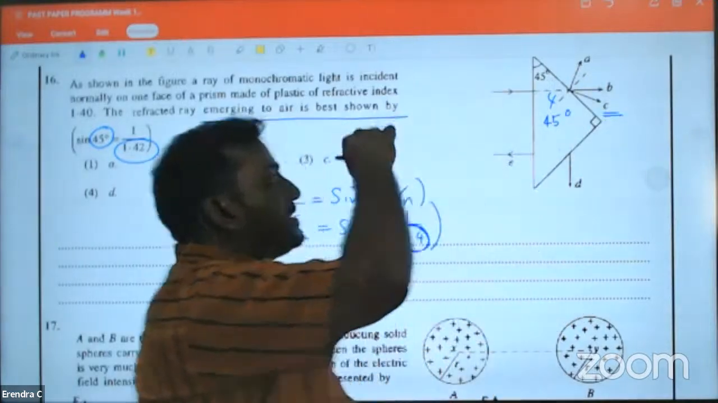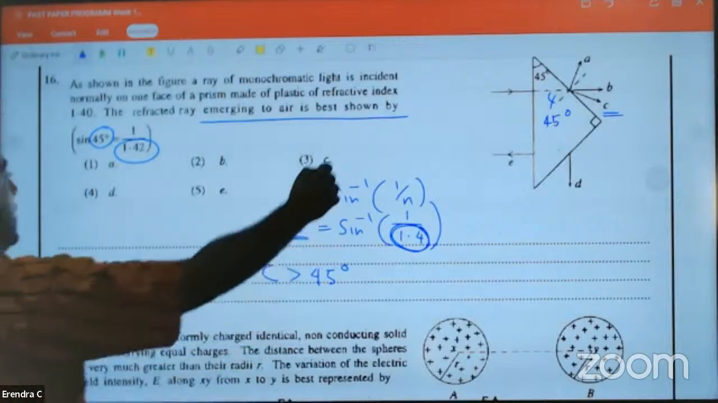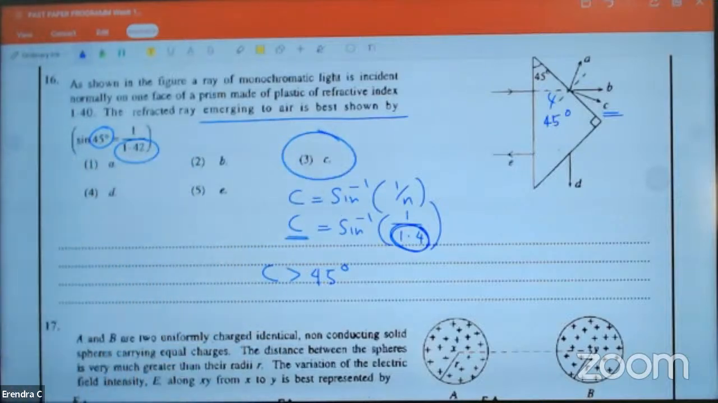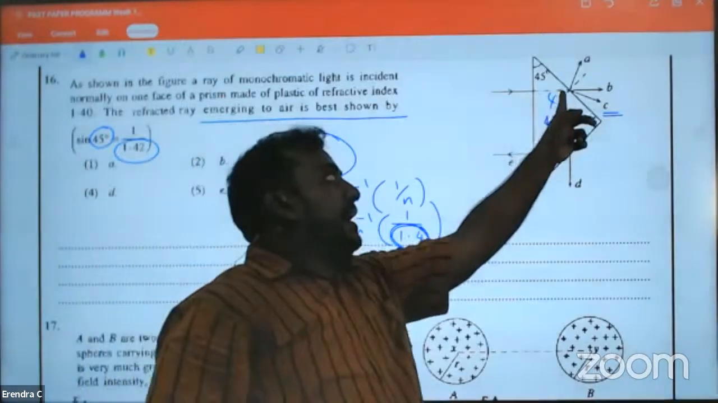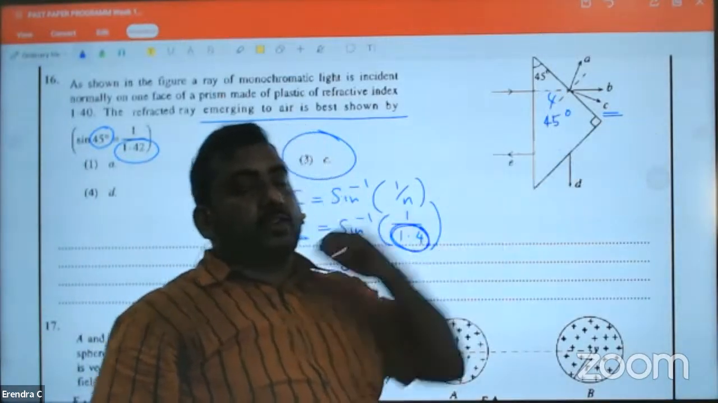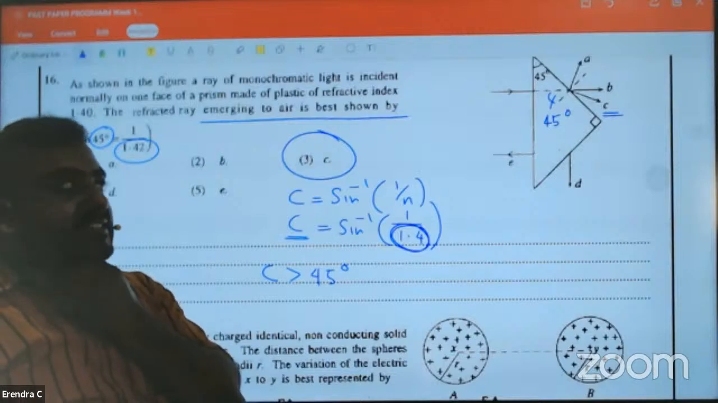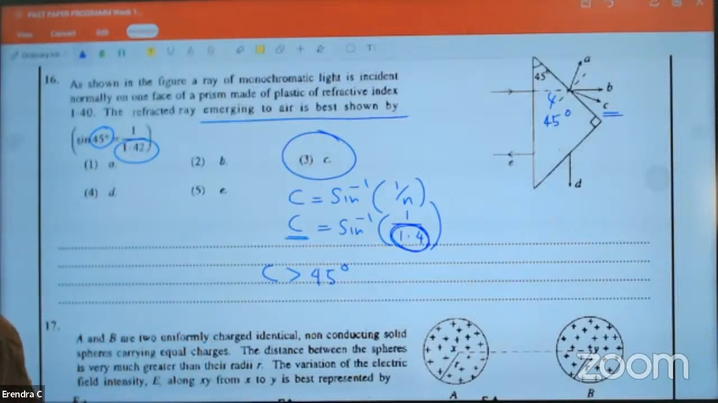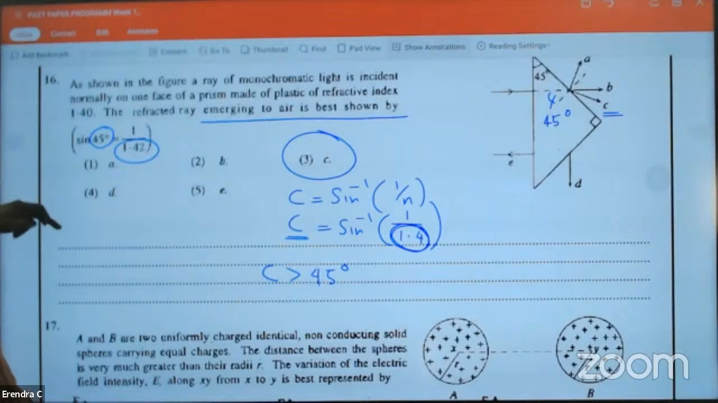Correct answer is answer C. So here you go, your answer. Critical angle is greater than 45 degrees. Therefore, light rays will emerge into air.